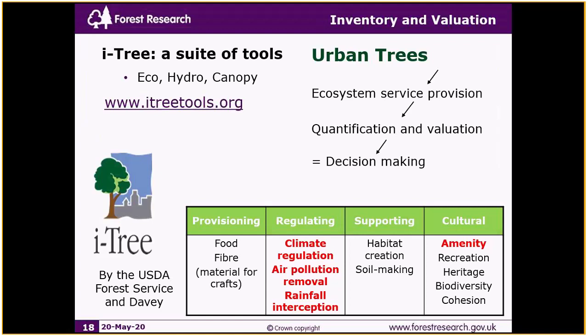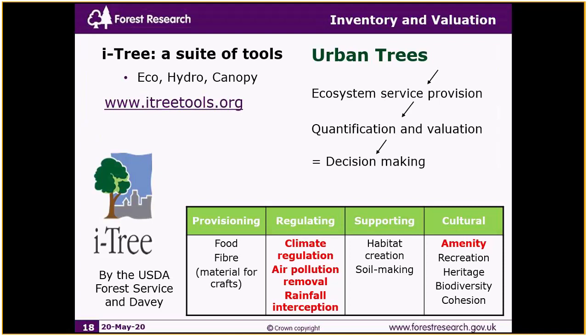In particular, Eco focuses on climate regulation, air pollution, or removal of pollution from the air, so cleaning of our air, and rainfall interception. Many ITree Eco projects actually are also supplemented with a CAVAT valuation of the trees to give a feel for some of the cultural benefits that trees provide to us.